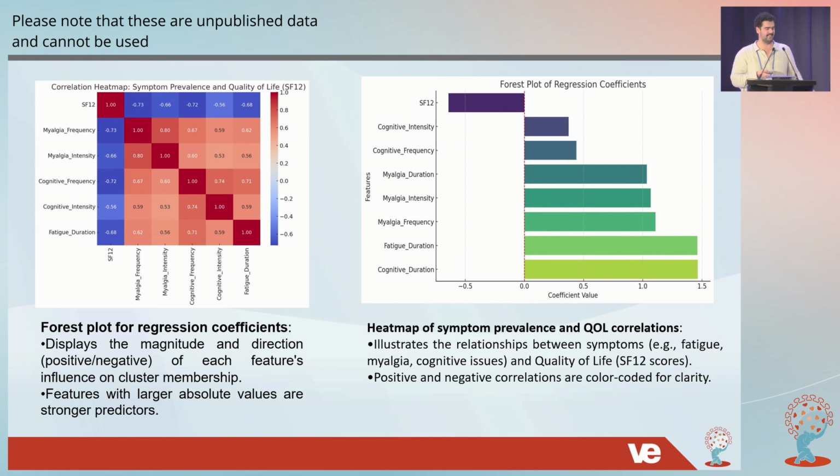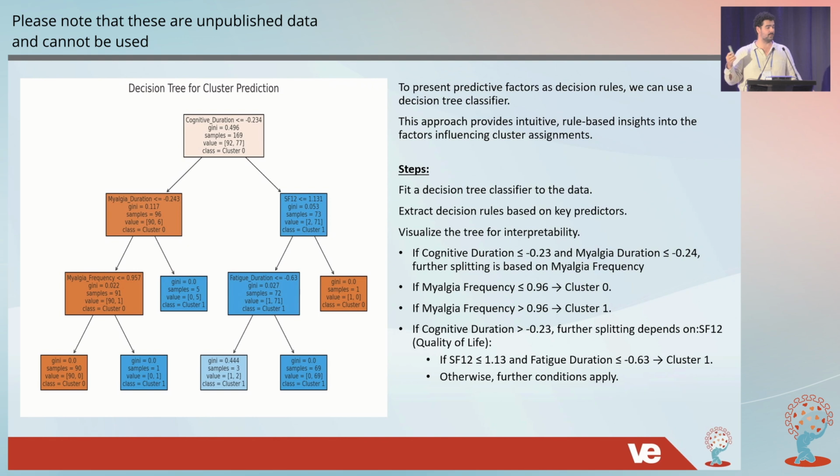divided the cohorts. This is the decision tree for the cluster prediction, which you can see pretty well. Again, on the left is the myalgia duration. This is the decision tree that we can use to predict where the patient is going to land. If the cognitive duration, for example, is less than 0.23 in the mean deviation, of course, and the myalgia duration is also less than that, you go into the next step, which helps to build more clusters and specify which ones these patients belong to.